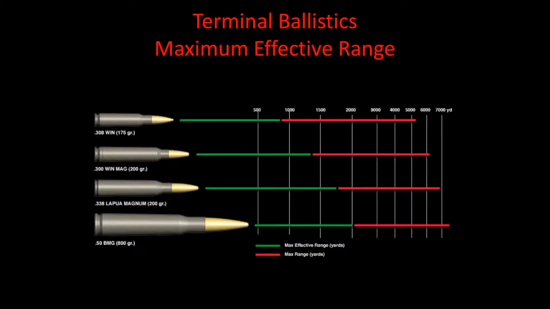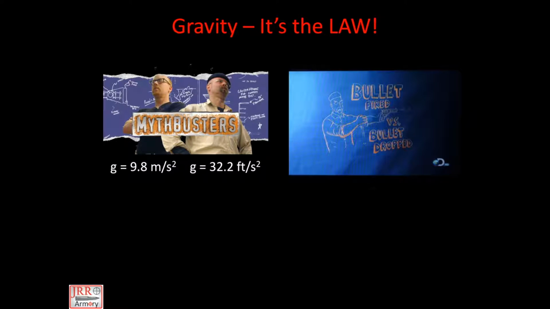If we go to the bigger boys, you can see that the 308 is the smallest on this picture. It has an effective range of about 800 yards based on this view. You can see the 300 Win Mag and 338 Lapua Magnum at around 1,500 yards effective range. And the 50 BMG is actually a 2,000 yard effective bullet or caliber.